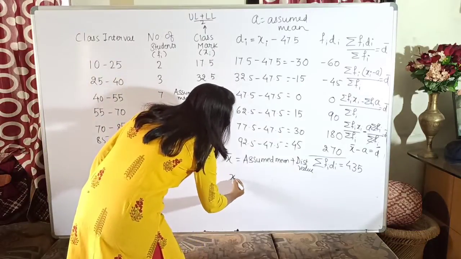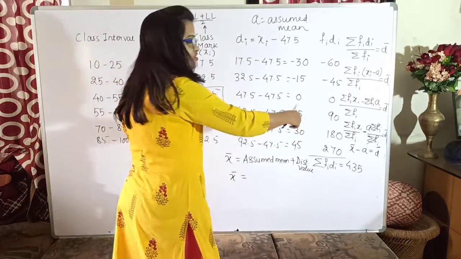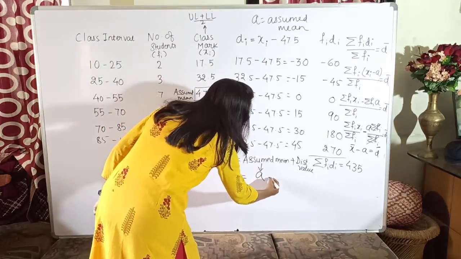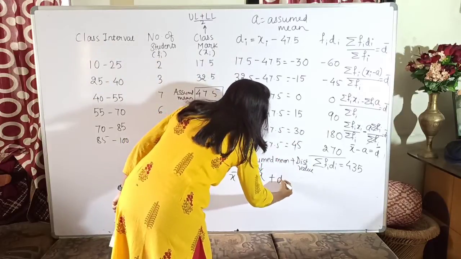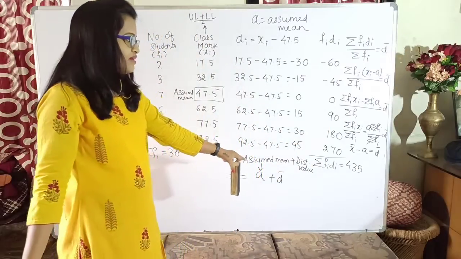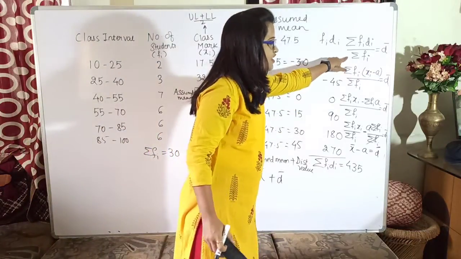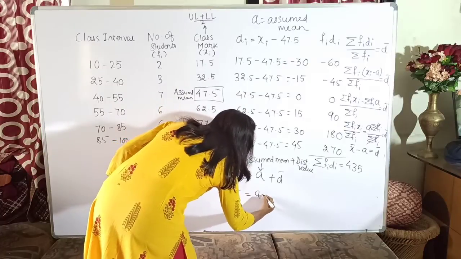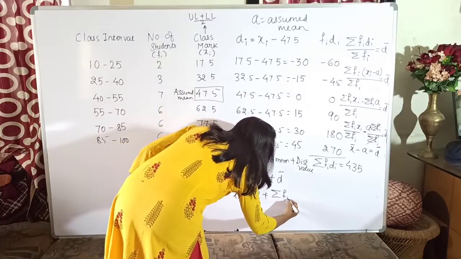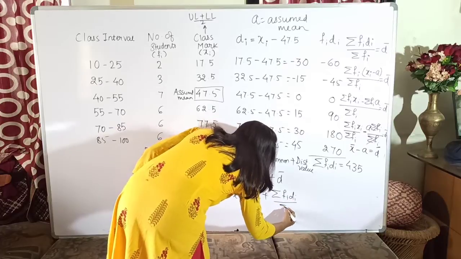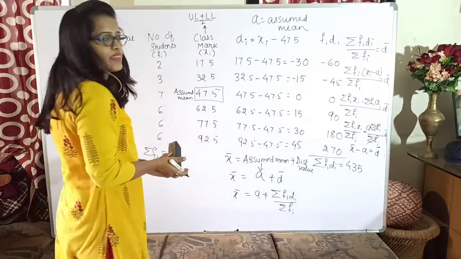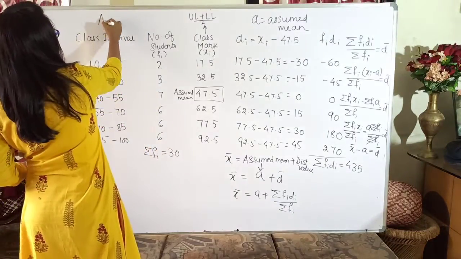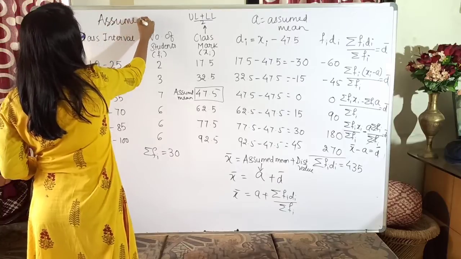So can I write x bar is equal to, if you shift this a to the other side, it will become plus. So it will be a, which is nothing but my assumed mean, plus d bar, which is my deviation value. And d bar could also be written as what? This was the value of your d bar, isn't it? So I can write x bar is equal to a plus summation of Fi di divided by summation of Fi. Okay, so this is the next method of finding the average, named the assumed mean method.